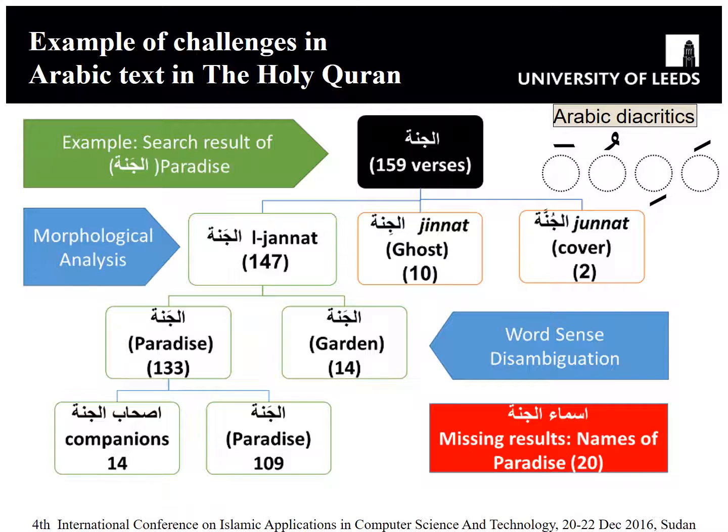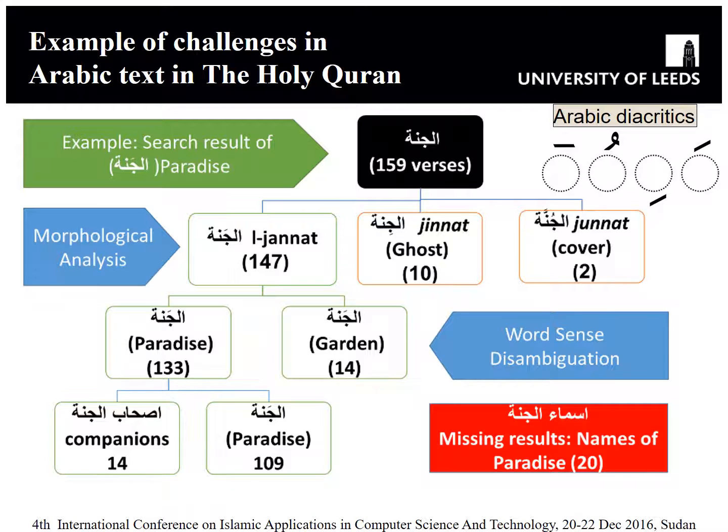If the user searches the word Al-Jannah, meaning paradise, in the existing search tools, it will retrieve 3 different terms depending on Arabic diacritics. The first term is Al-Jannah, which is related to 147 verses, and Al-Jinnah, which is related to 10 verses, and Al-Junnah, which is mentioned in 2 verses. This is the morphological analysis. We see 3 different terms.